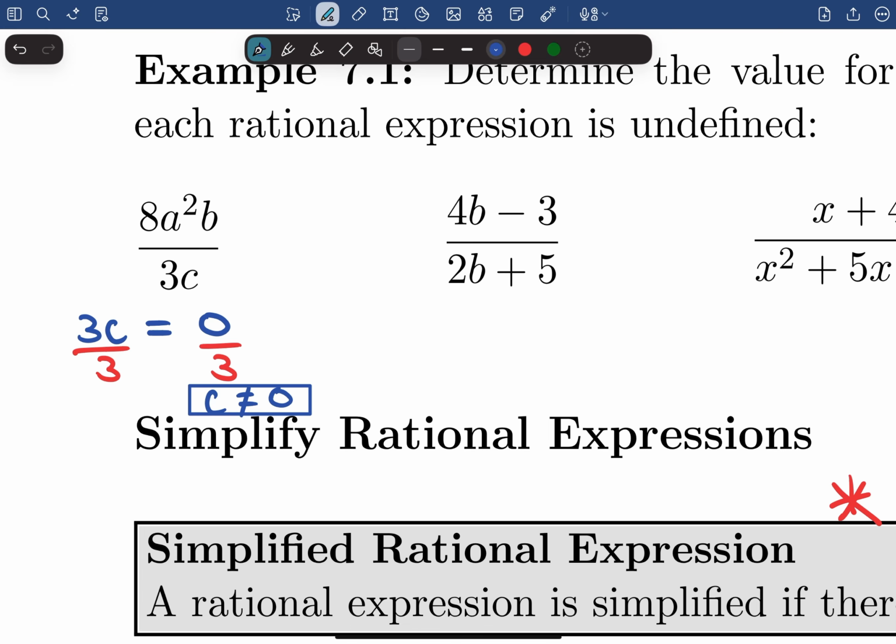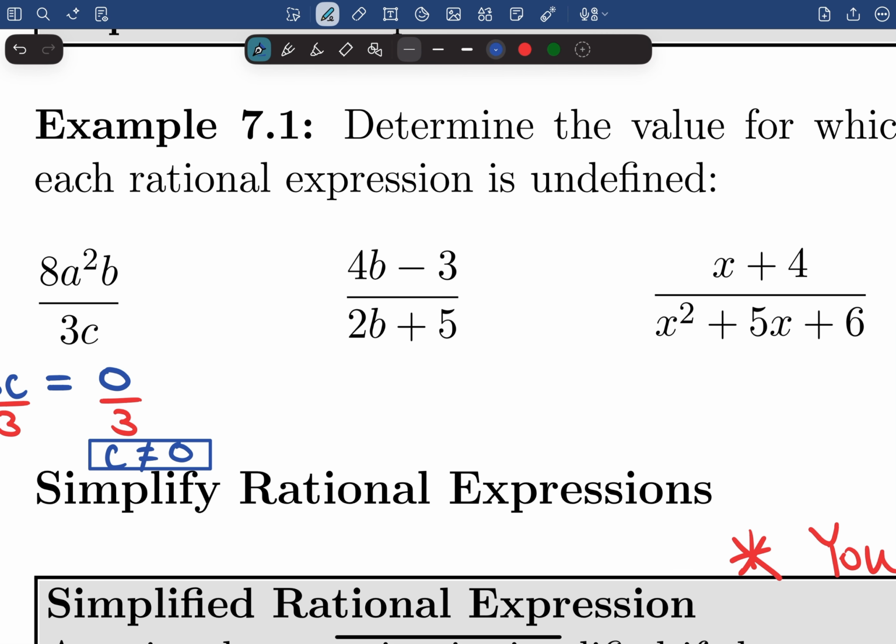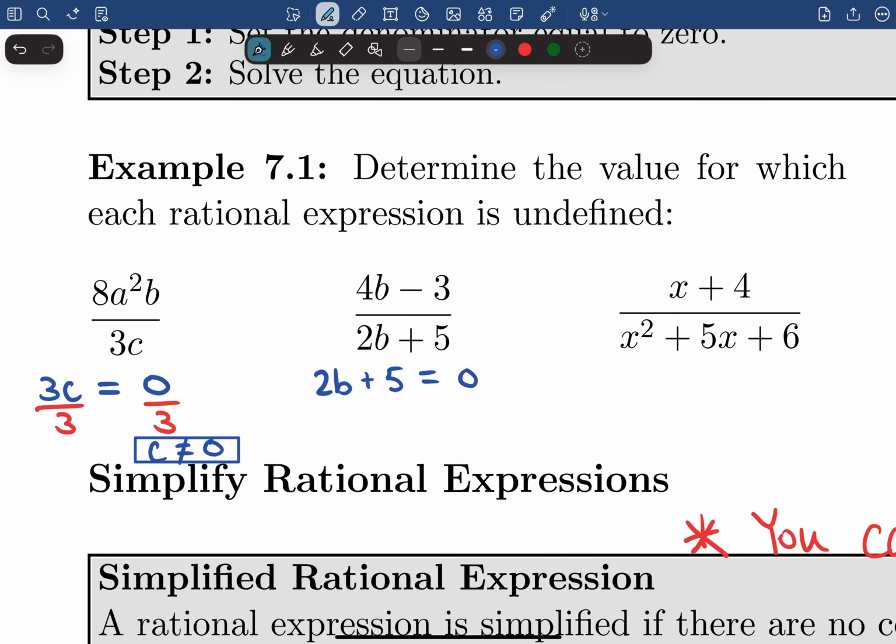Let's look at another example. Here's another rational expression. It's a binomial divided by a binomial. And I look at the denominator, and I don't even need to look at the numerator. I don't even look at the numerator. I only focus on the denominator, and I set it equal to 0. So I have 2b plus 5 equals 0. Okay, what value of the variable b would cause this all to equal 0? Well, we can solve it for b.